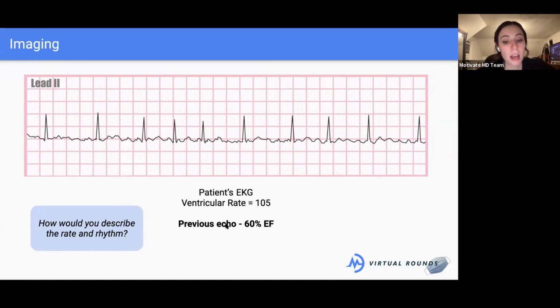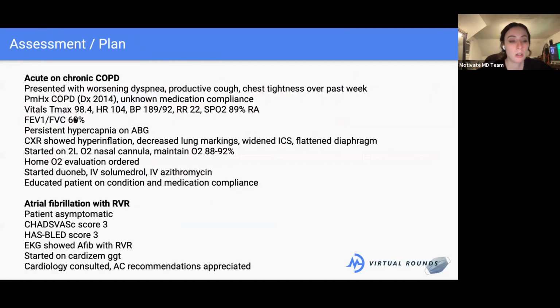And he also had a previous echo in his chart, and it showed a 60% ejection fraction. An echo measures different things like wall motion abnormalities. It can measure the ejection fraction, and the ejection fraction is just how much blood is being pumped out of the heart with each beat, or the percent of blood being pumped out. So his is 60, which is normal, that's fine. So we're not too worried about the functioning of his heart, and we're thinking, okay, probably not as much heart failure right now because his ejection fraction is looking okay.